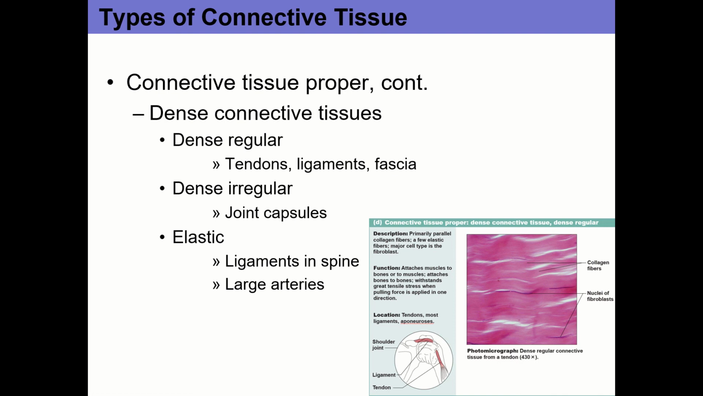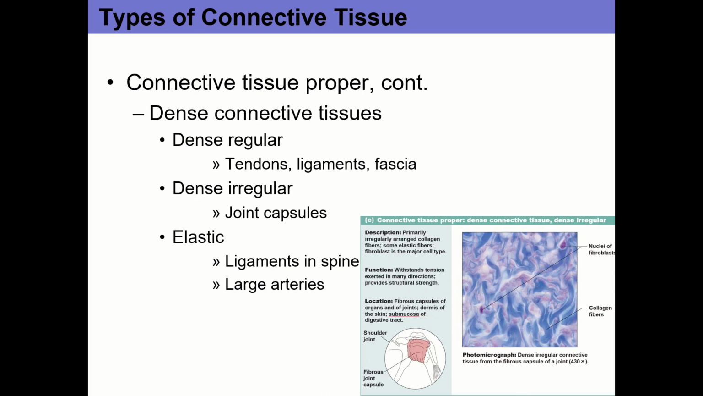So remember, your tendons connect your muscles to your bones. Ligaments, which connect bones to bones. And then fascia, which is a type of connective tissue that wraps around muscles and then connects muscles to bones, like through sheets. So for example, tibialis anterior, one of the muscles on the front of your shin, has this sheet of fascia that basically runs the length of your shin to connect it to your shin. So that's fascia. And then dense irregular connective tissues we find in our joint capsules.